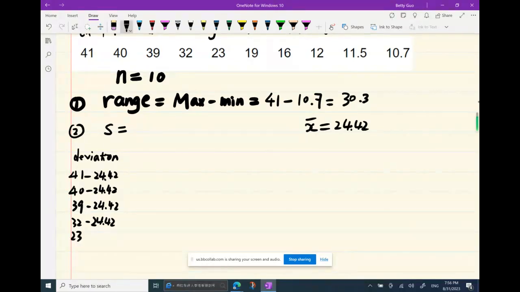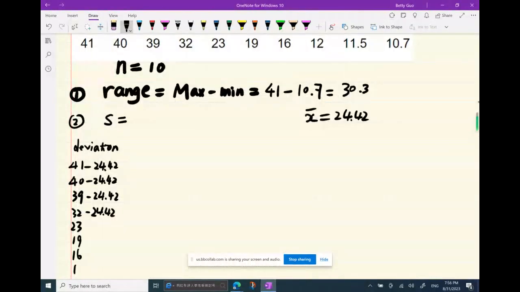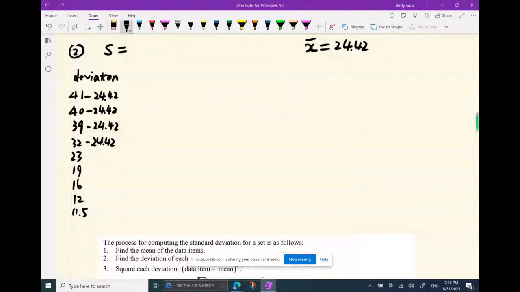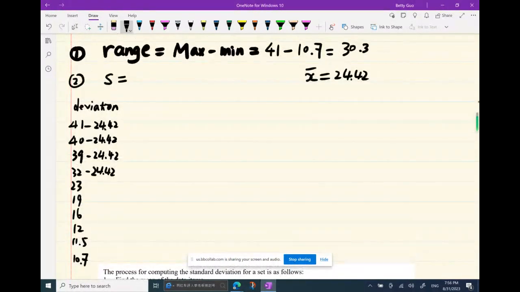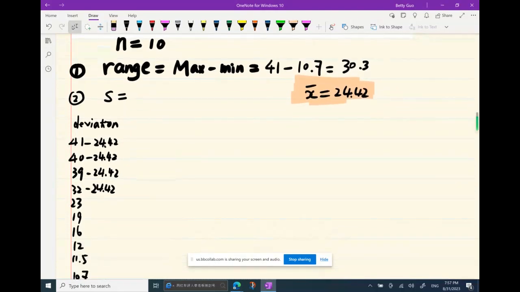32, 23, 19, 16, 12, 11.5, 10.7. Ask me if you don't know what I'm doing here, okay? So the first thing, we find the sample mean. We got it already here. Second thing we do, we are going to use each single value in the data set. We have 10 values in total. Use each of those values minus the sample mean.